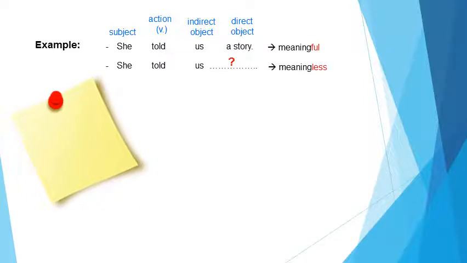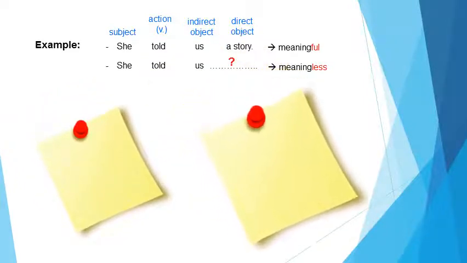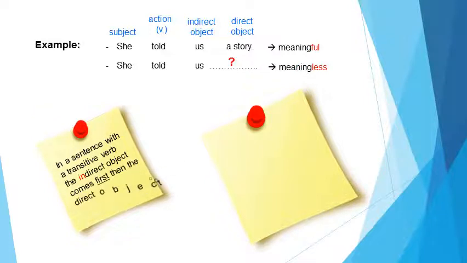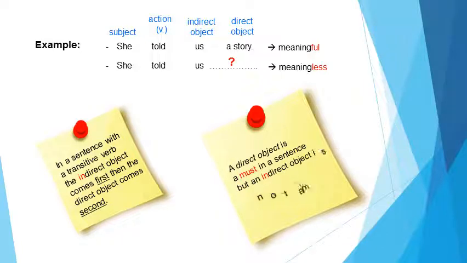We can deduce from this. In a sentence with a transitive verb, the indirect object comes first, then the direct object comes second. And a direct object is a must in a sentence, but an indirect object is not a must in a sentence to understand it.